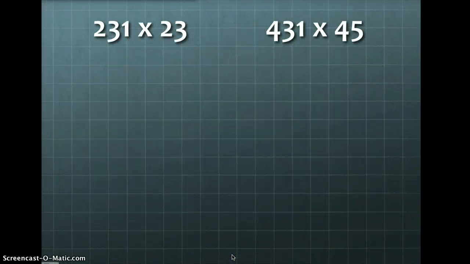Okay, so here's your two problems, 231 times 23, 431 times 45. So go ahead and pause it and practice these two. So you'll bring these in tomorrow. Okay, so whenever you went through and you did them, so you did 231 times 23. So first 3 times 231, and then 20 times 231. So you add together your two partial products, and you get 5,313.